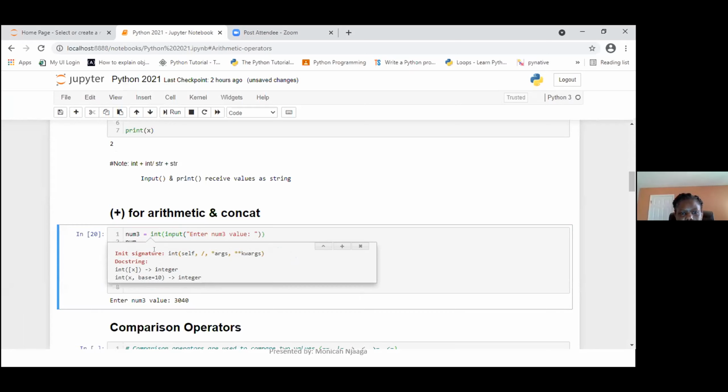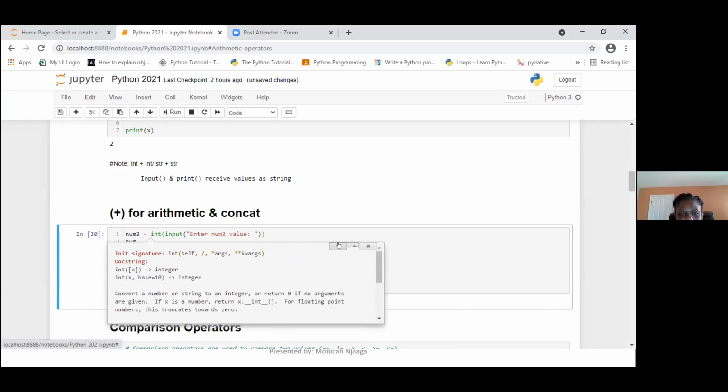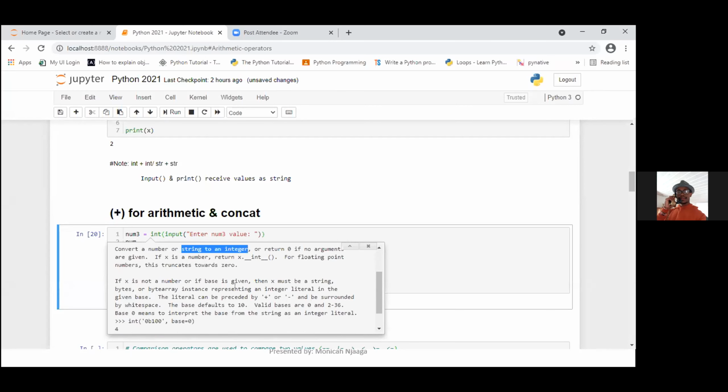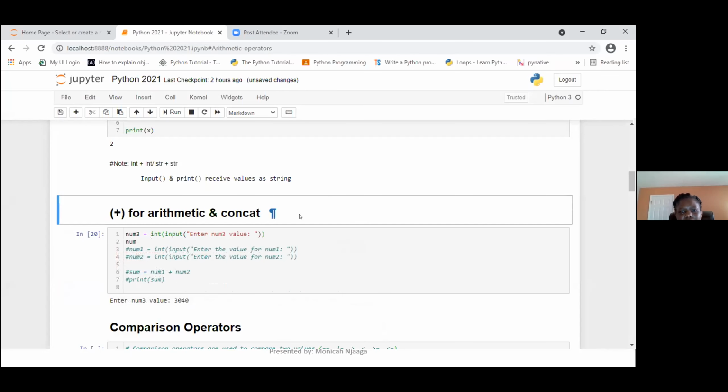So you see, now if you want to see any annotation on the int, it says integer converts a number or string to an integer. So we are doing this second part. Ours is being stored as a string, but because we are putting the int, it converts it to an integer. Okay, cool. Do we have any other questions?